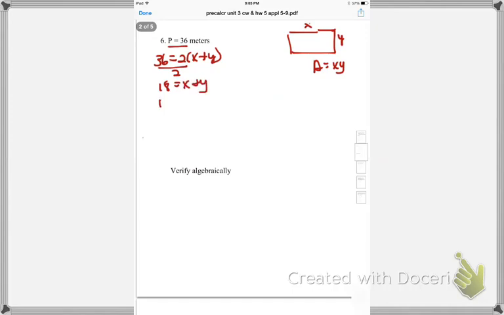We will do the same thing again using our rectangle, length of x, width of y, and we're going to maximize our area again, but this time our perimeter is 36 meters. So again, we'll solve for y, subtract the x, and we'll substitute in. Again, you're getting a maximum because you're maximizing your area.